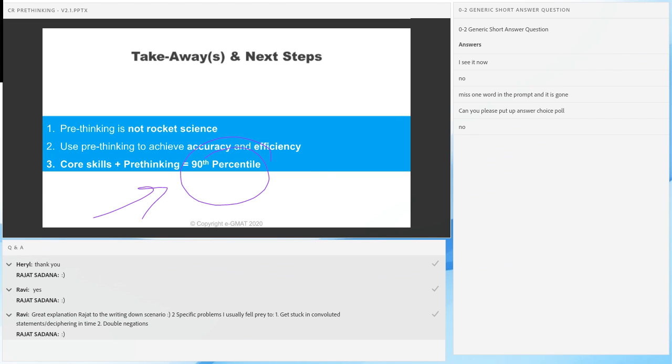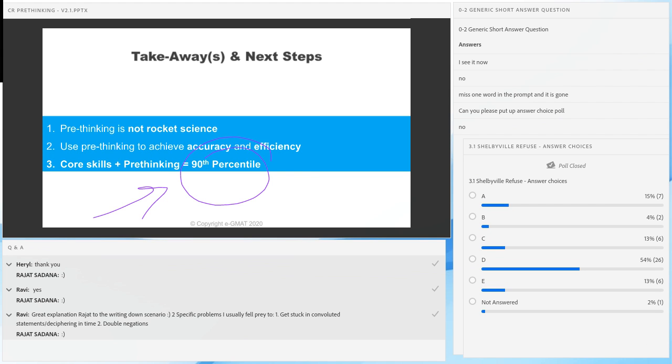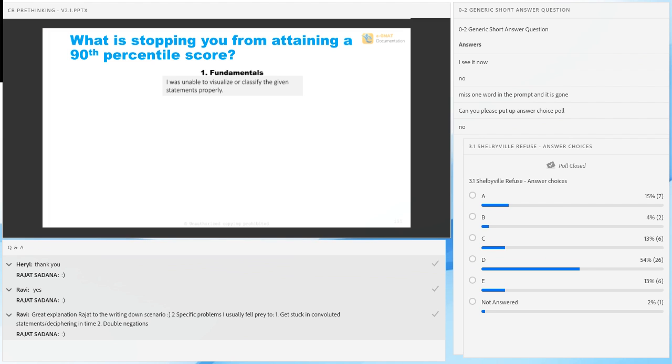You want to see the answer choices? This is how you guys polled. Here is how you guys polled. You can really see how you polled by yourself. Okay. So how do you build that 90th percentile ability?